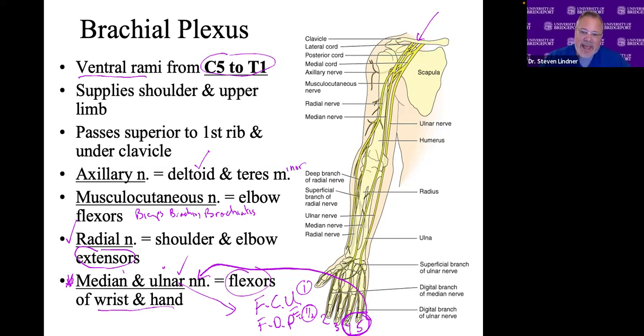What do I mean by half? I mean, if you look at these 4 fingers and we take half of them, not digits 2 and 3, but digits 4 and 5, those will have ulnar nerve because it makes sense. They're on the ulnar side.